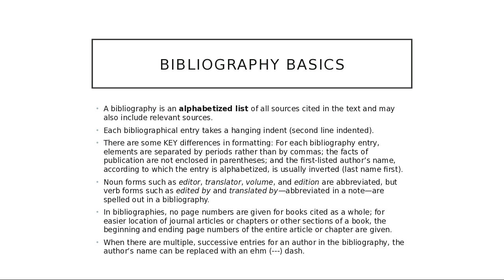And no page numbers are given because you're citing the book as a whole. When you have a chapter or a journal article, you'll have the full run of page numbers included in that citation. And if you have multiple successive references for an author in a bibliography, the author's name in those subsequent references can be replaced with what we call an M dash, basically a long dash.